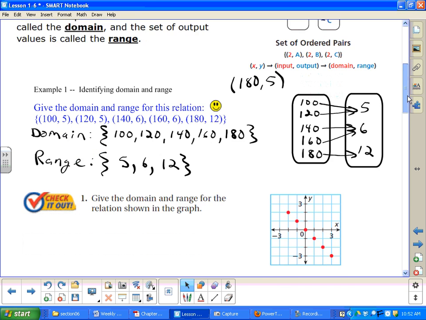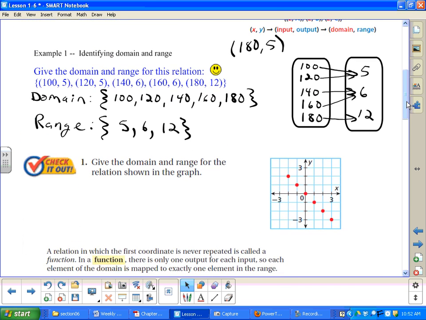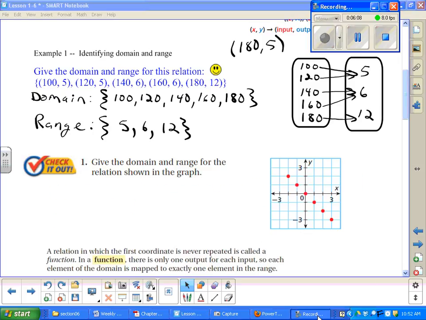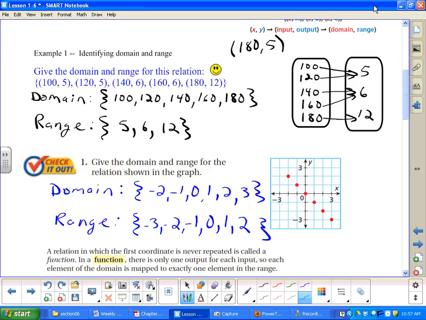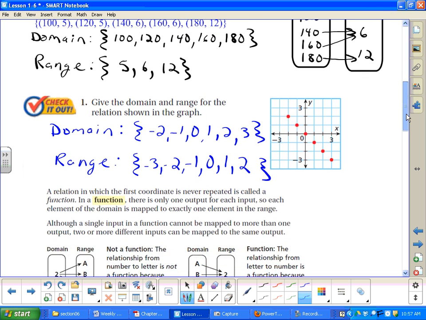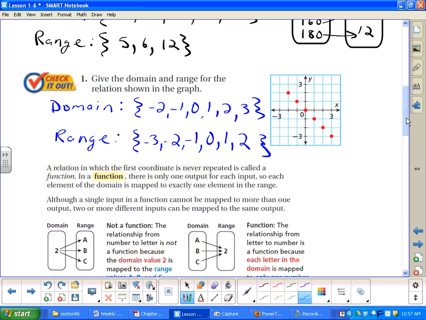All right. So list the domain and range for, check it out, number 1. Just a reminder, the x values are the domain, y values are the range, and when you list them as roster notation, then you always list them from smallest to largest.